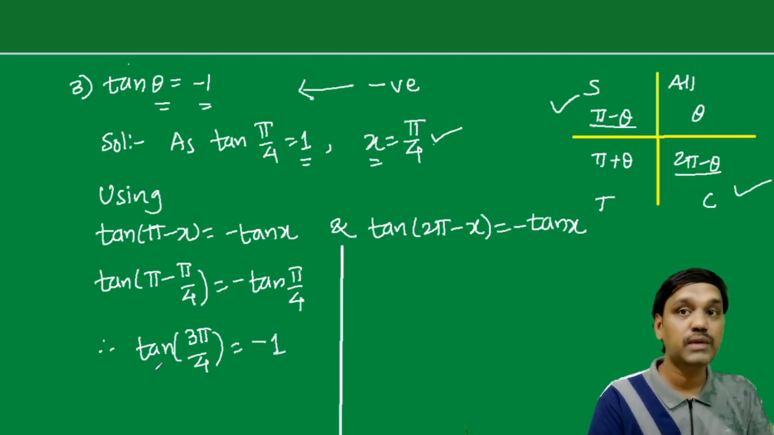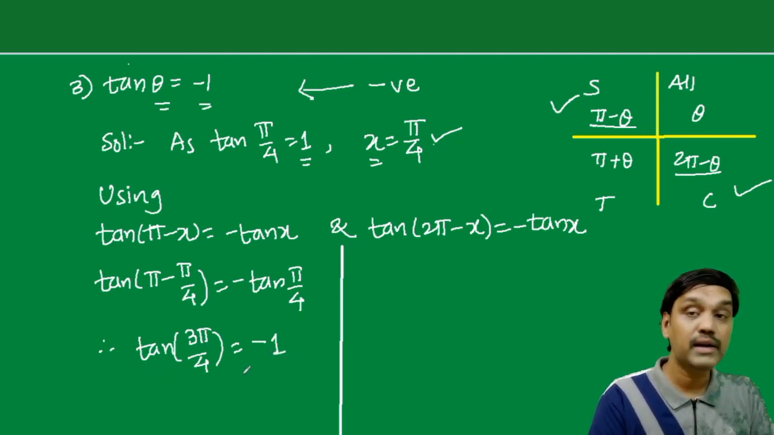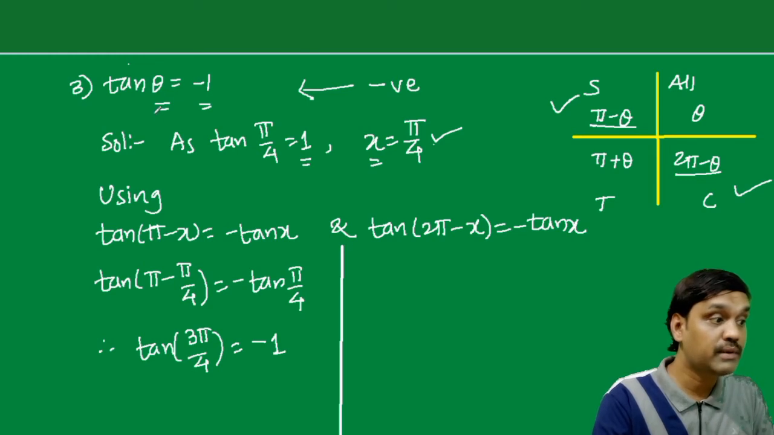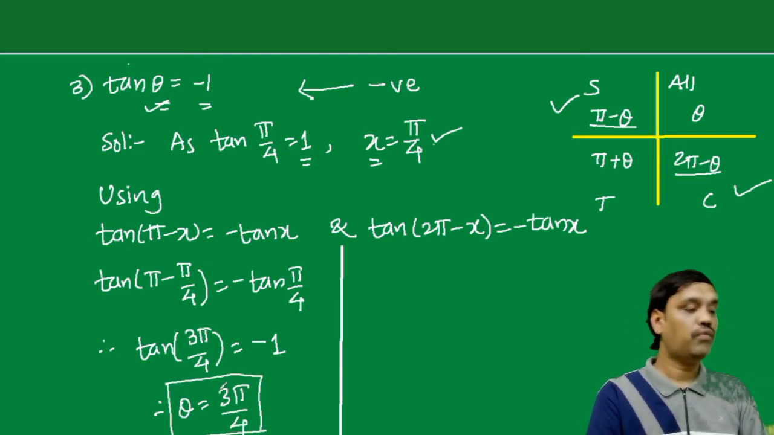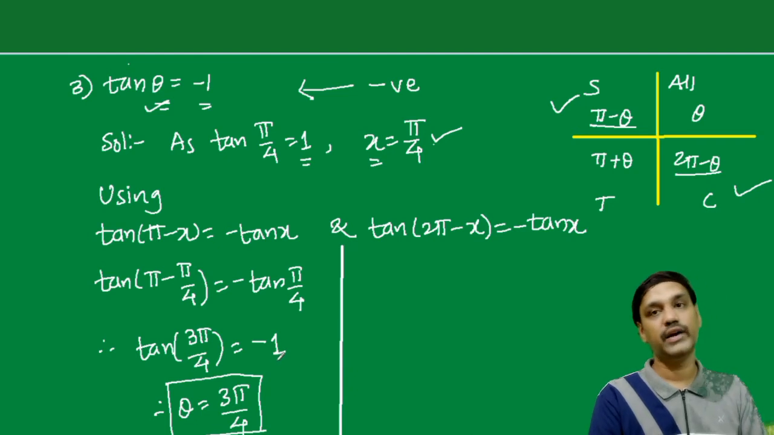Now see, tan of 3 pi by 4 is equal to minus 1. Compare this with tan theta equal to minus 1. It means theta is equal to 3 pi by 4. So theta equal to 3 pi by 4. We got such an angle, 3 pi by 4, where the value of tan is negative 1.